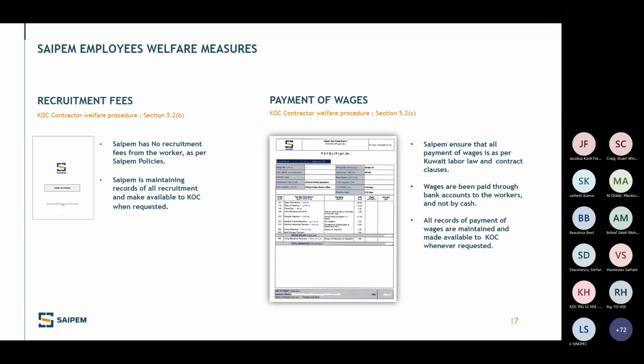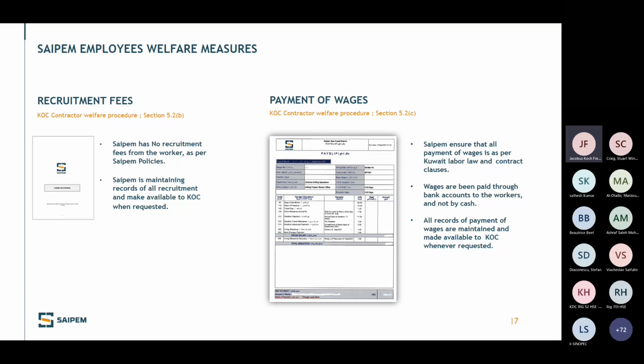Recruitment fees. SAIPAM takes no recruitment fees from the worker as per SAIPAM policies. SAIPAM is maintaining records of all recruitment and makes them available to KOC when requested.